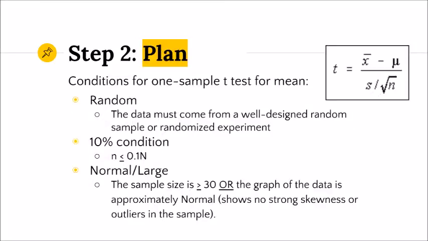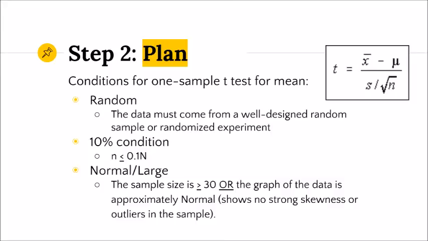Plan. For the plan section, you want to either state the type of test you will be performing if the conditions are met, or the test statistic formula. In this case, the test statistic is T equals sample mean minus null hypothesis mean divided by standard deviation of sample divided by square root of sample size. Before we can solve for the test statistic and p-value, we need to check that the conditions are met.